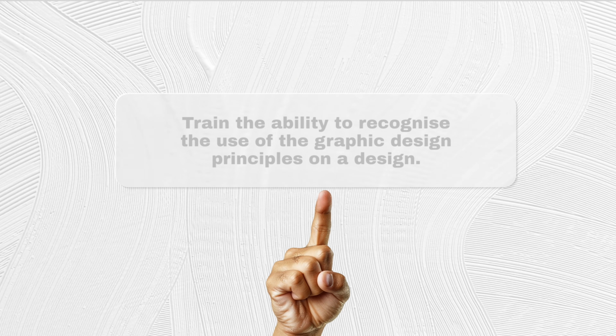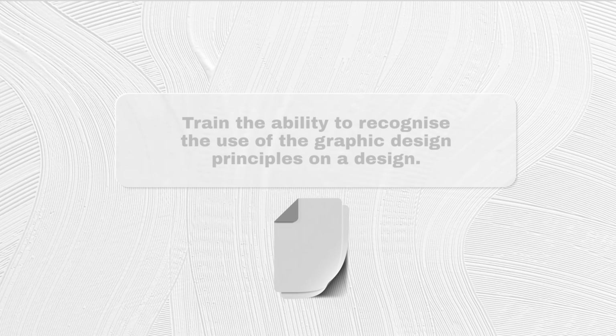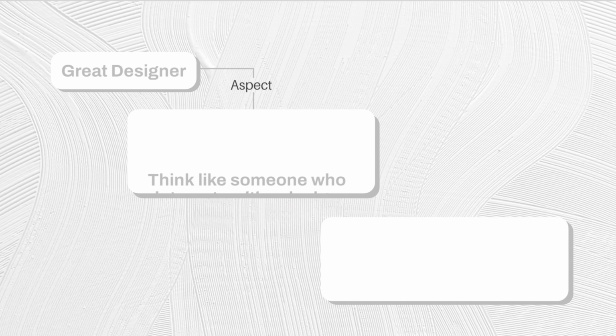So the first way that great designers can train their eye is that they can see real design principles on actual designs, but importantly, why they're being used. So once you can do this, you can then do it on your own designs in real time as you work on a project.